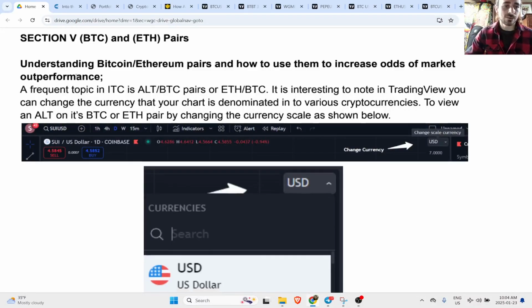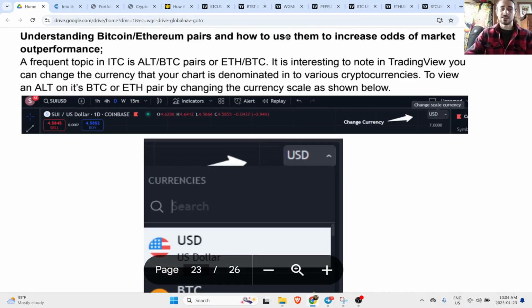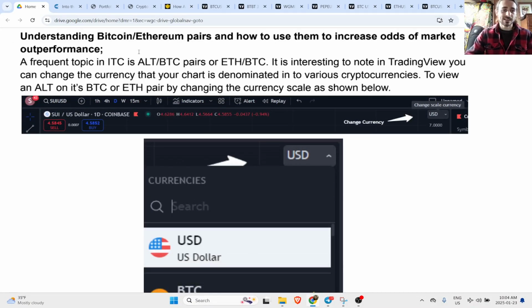I'll just look at this real quickly. Understanding Bitcoin and Ethereum pairs and how to use them to increase odds of market outperformance. A frequent topic in the cryptoverse is alt Bitcoin pairs or ETH Bitcoin. In TradingView, you can change the currency in your chart to be denominated in other currencies. So cryptos work for this.